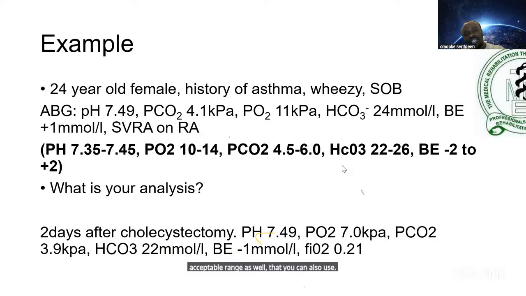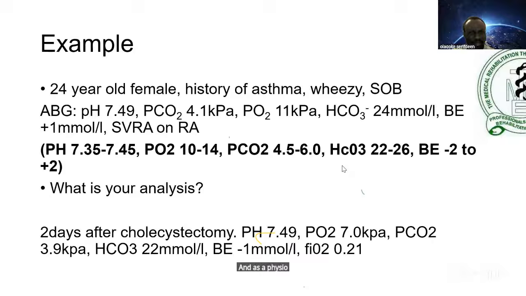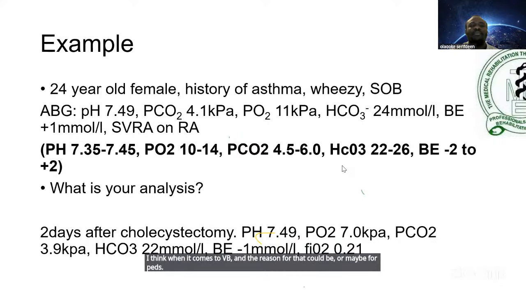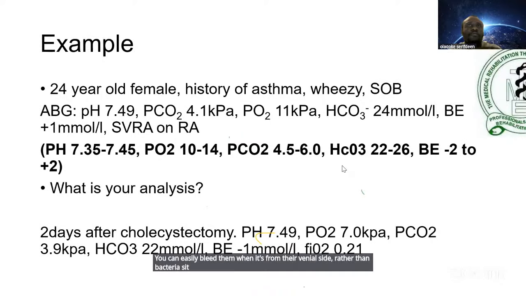Why is this going on? Why is this going down? And generally, for peds, rather than ABGs, you might find people doing venous blood gas, VBG. And as a physio, the reason for that could be that for peds, you can easily bleed them from the venous side rather than the arterial side, and venous blood gas is easier to just do rather than ABG. It's just that I don't want to combine that with VBG again. It could be somehow difficult for us to comprehend.